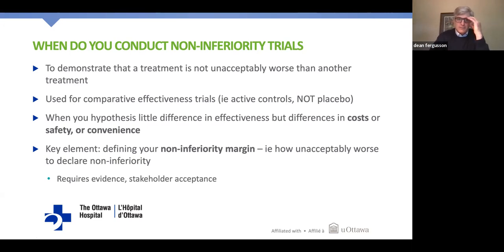But the key element here is defining the non-inferiority margin, because we're essentially trying to answer how much worse a treatment can be before we can no longer declare non-inferiority. If you're trying to show treatment A is non-inferior to treatment B, it's because treatment B is a very effective intervention, but you're willing to accept a little difference because treatment A is less costly or much safer. Determining that non-inferiority margin, which we'll see on the next slide, requires evidence. It requires stakeholder acceptance, so your clinical colleagues need to buy in that such a margin is reasonable. It's not too large, because you don't want a huge margin, as then it becomes less clinically relevant.